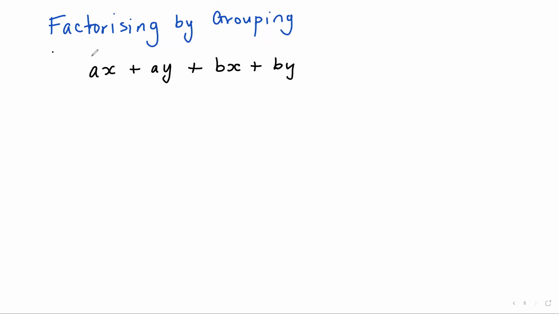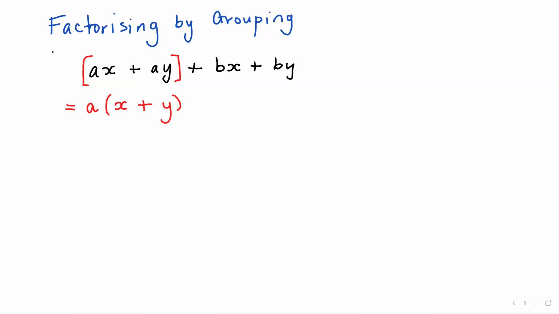If I look at this as one pair, ax and ay, then the common factor between ax and ay will be a, right? Because a could go into ax and a could go into ay. So factorizing ax plus ay would be a times x plus y, right? Since a times x is ax and a times y is ay.